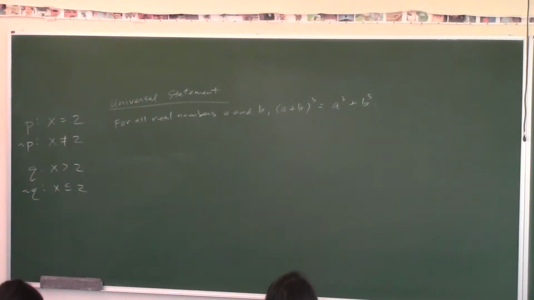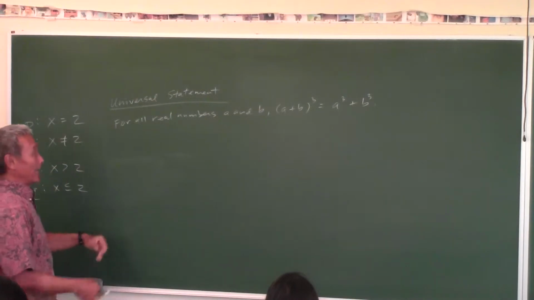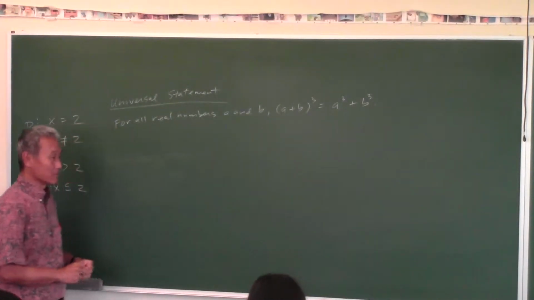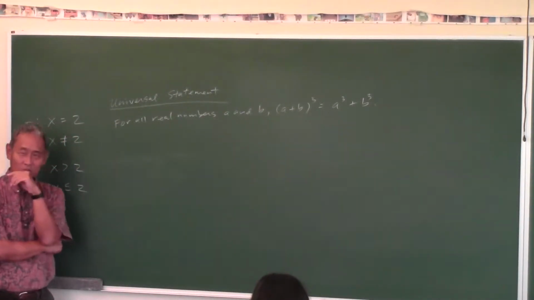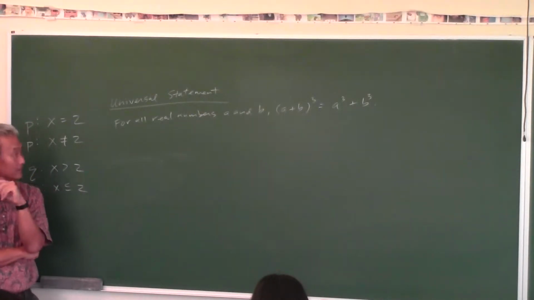Why do you think we call this a universal statement? Look at the first two words. Because we're talking about all. For all real numbers a and b, a plus b quantity cubed is a cubed plus b cubed. Now, is this statement true or is it false? False. Okay, very good. It's false.